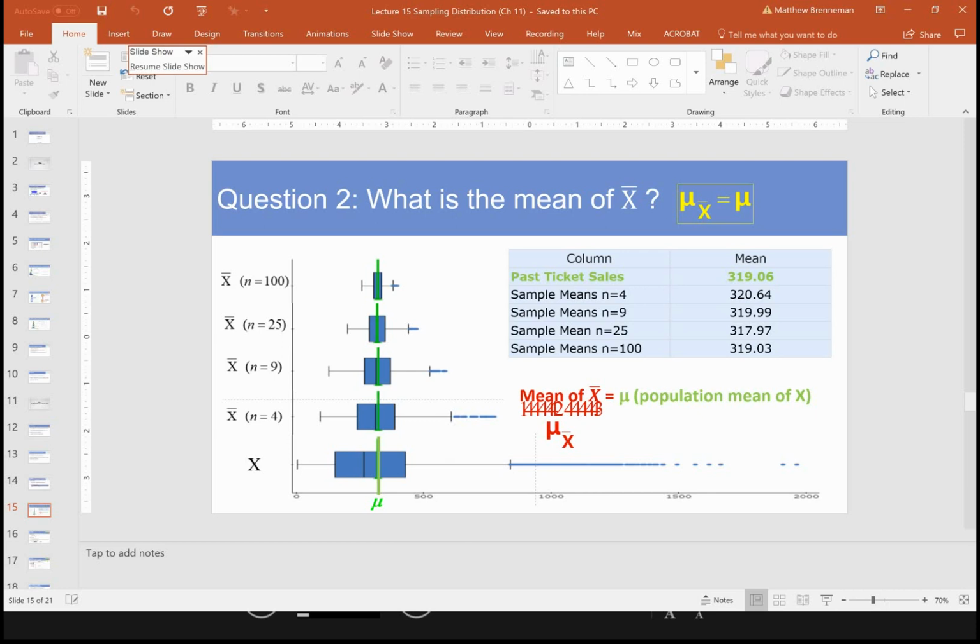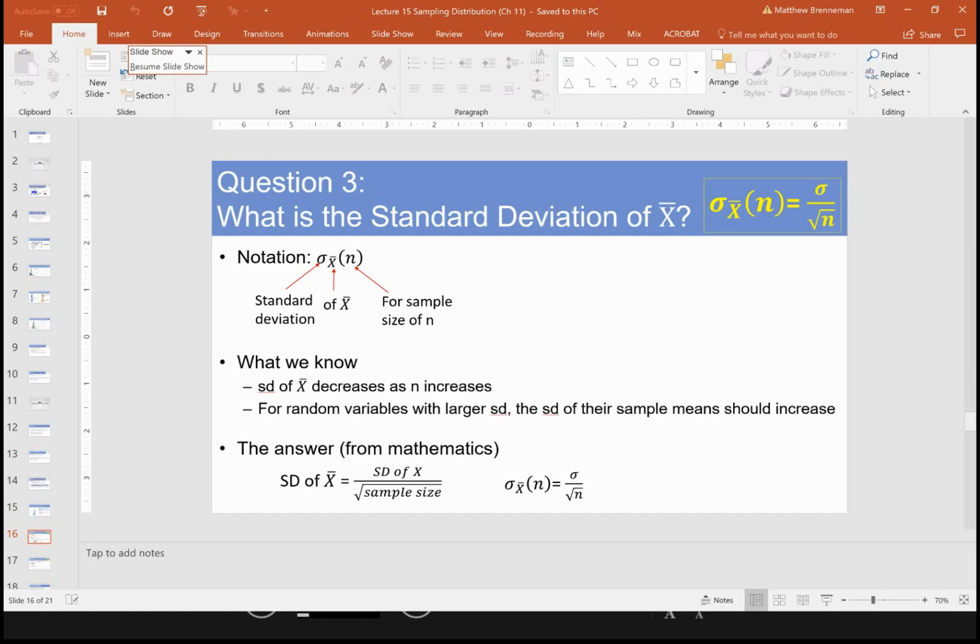Now, what we don't know the answer to, and this is actually tricky, is what is the standard deviation of x bar? I'm going to introduce a little bit of notation here. Remember that sigma means the population standard deviation. That little subscript means I'm taking the population standard deviation of x bar, and that n refers to the sample size, so it's kind of like a function. Here are the two things we think should be true. As the sample size goes up, the spread in the sample mean should go down; the variability and standard deviation should go down. We also think that if the data set itself has more spread, the sample mean should have more spread.